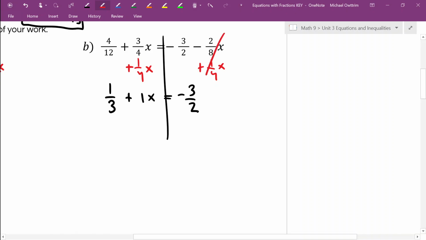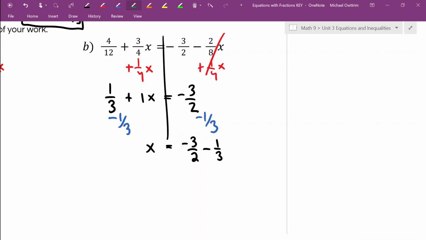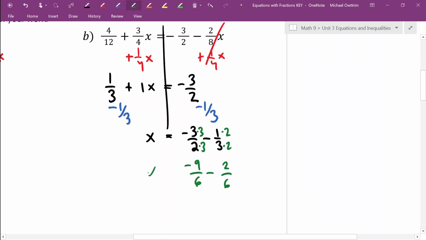From here, we're going to go ahead and undo our addition. So the opposite of adding 1/3 is subtracting 1/3 from both sides. So we get just our 1x, which is just x on the left side, and on the right side we have the calculation negative 3/2 subtract 1/3. We're going to make a common denominator of 6 here. This will be negative 9/6, take away 2/6, and negative 9, getting more negative by 2, is negative 11/6.